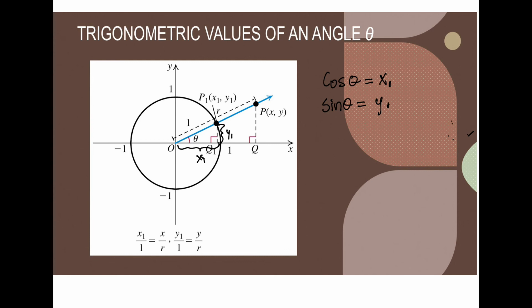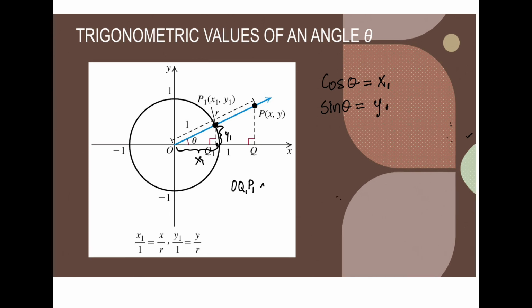So we could say that triangle OQ1P1, which is my smaller triangle there, where Q1 is this point here and P1 is my point on the unit circle, is similar to triangle OQP, which is the larger triangle there. If they have the same angle measurements in our triangle, then the two triangles have proportional sides.